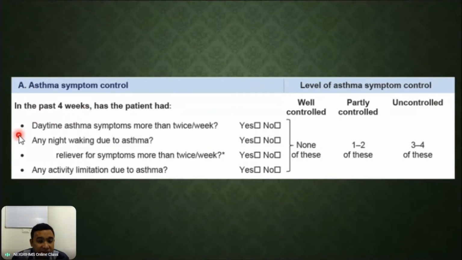So what we ask is, do they have any daytime asthma symptoms more than twice a week? Daytime asthma symptoms can be anything from wheeze, from chest tightness, from breathlessness, from persistent cough, whether they've been having it for more than twice a week in the last 4 weeks. Another important one is night awakening due to asthma. Either the nocturnal cough is so significant that it awakes them from sleep, or they are getting good sleep, but they are woken up because of breathlessness or because of wheeze. Then, has there been a need for the patient to use their reliever medications for more than twice a week in the last 4 weeks?